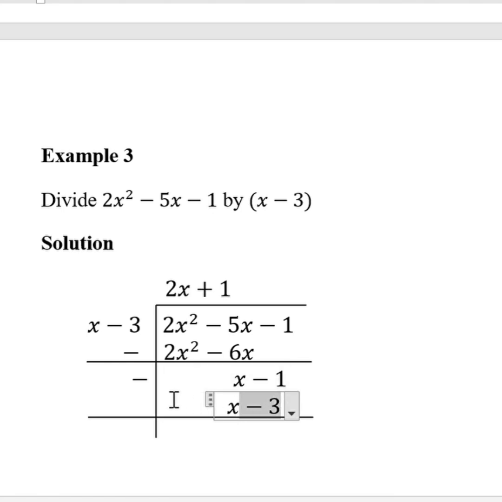Minus 1 subtract negative 3 is the same as minus 1 plus 3, giving you a balance of 2. So this is a remainder because we have no other term to bring down. That means this one divided by this gives you this remainder this.